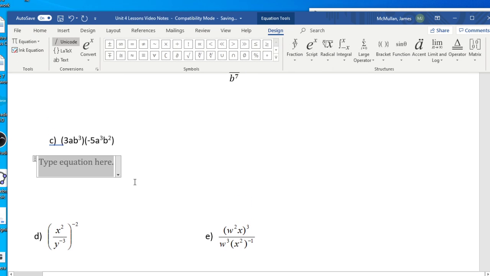Okay, do another one here. 3 times 5 makes negative 15. A times a cubed makes a to the 4. B cubed times b squared makes b to the 5.